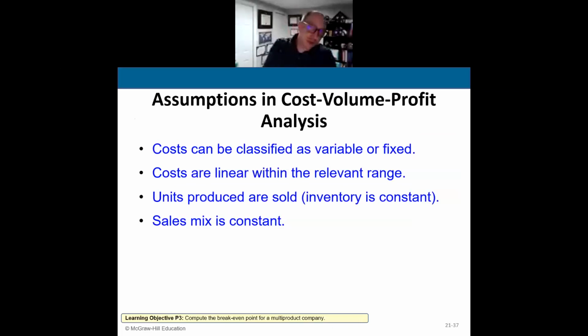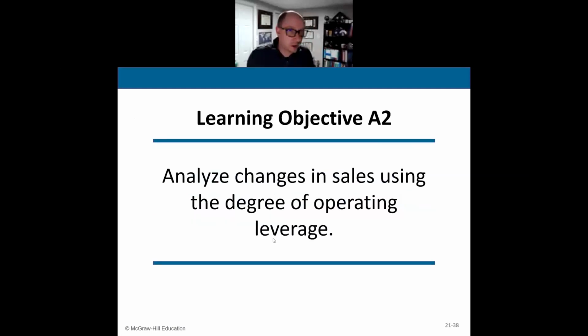So, a couple of assumptions when it comes to looking at break even. We look at cost as being classified as either variable or fixed. Costs are relatively linear, the number of units produced are also sold, and the sales mix is constant. These are assumptions. With these assumptions, we can calculate break even in a pretty easy way. We know it's not necessarily always the case, but that's why we make them as assumptions. It keeps things simple for us as we're calculating it.